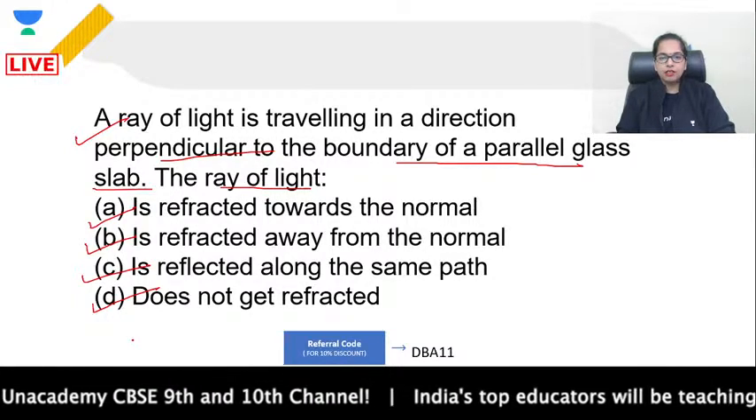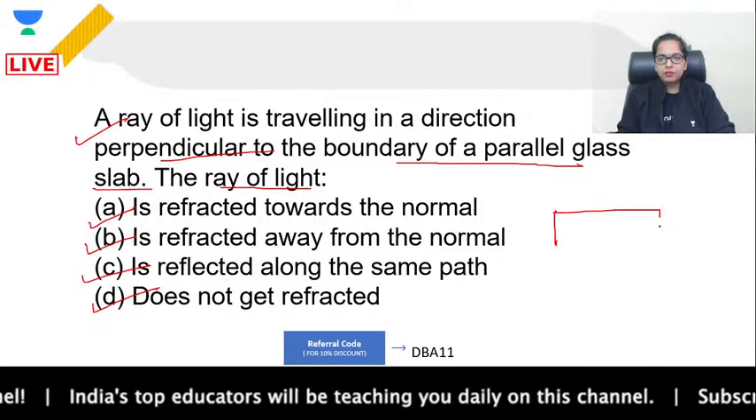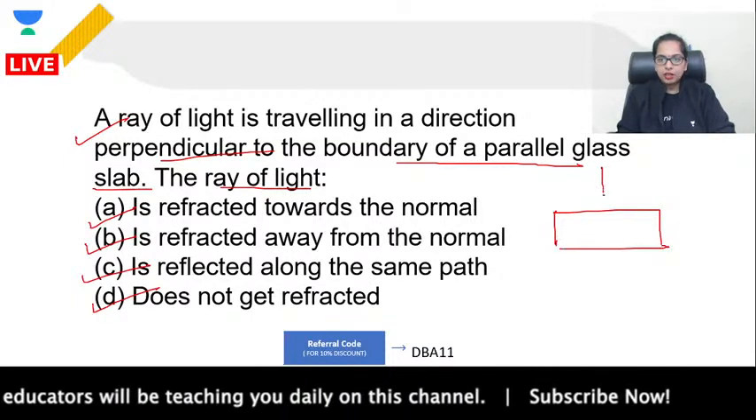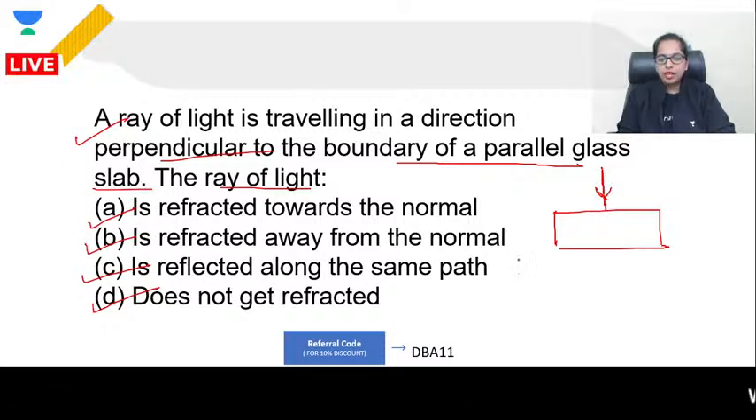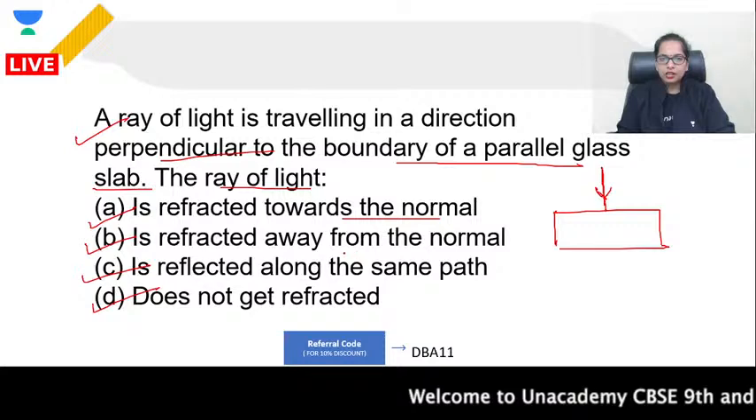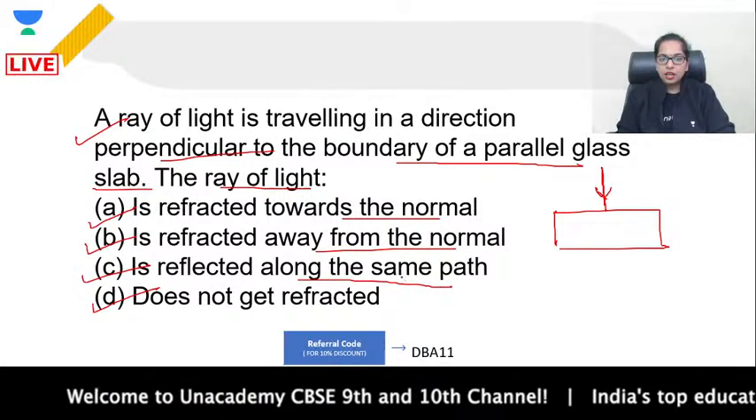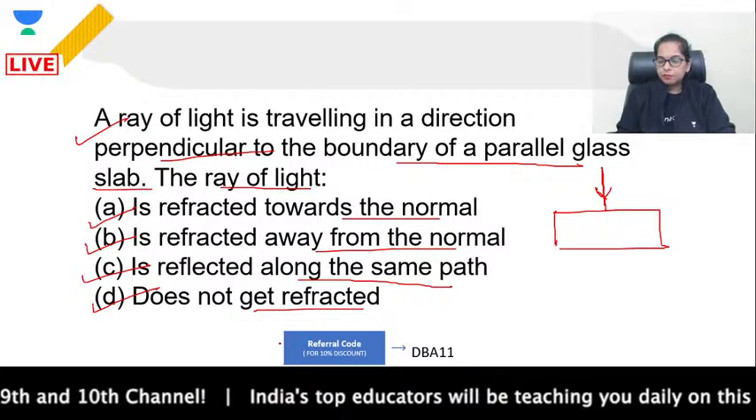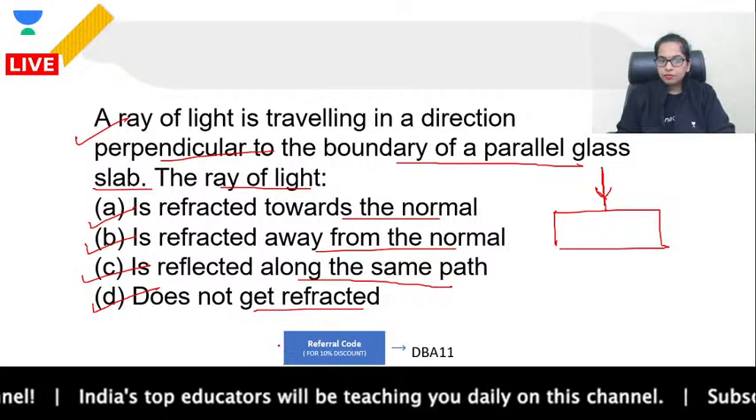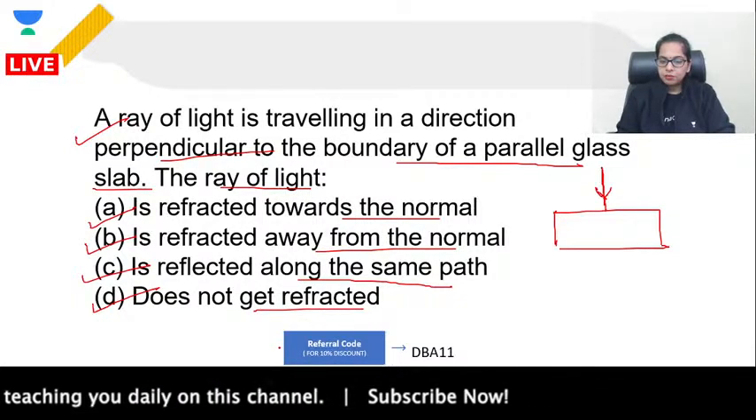A ray of light is traveling in the direction perpendicular to the boundary of a glass slab. If this is the glass slab and a ray of light is exactly perpendicular to the glass slab, what will happen to this? Will it be refracted towards the normal? Will it be refracted away from the normal? Will it be reflected along the same path? It does not get refracted. Everyone, please mark the answer.